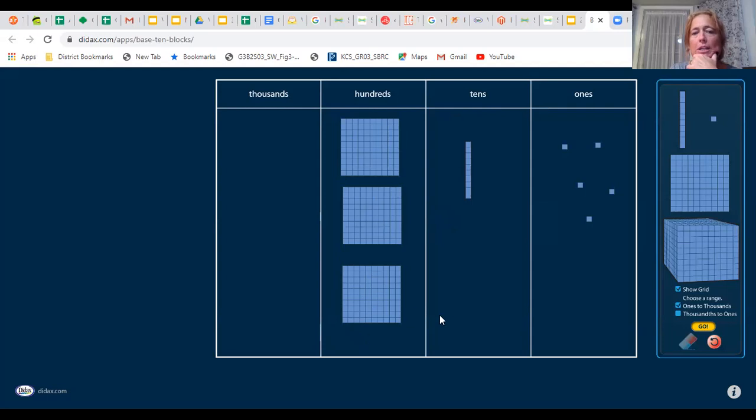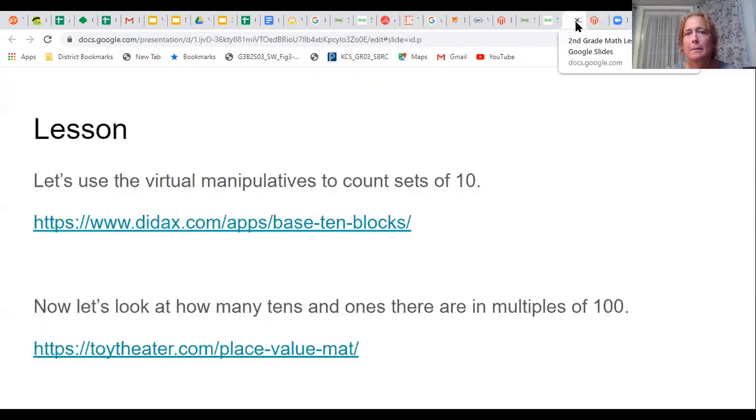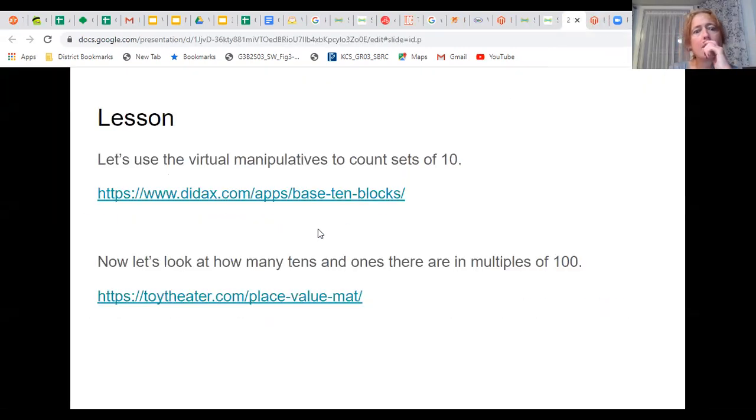Okay, so 315 has 31 sets of 10 because we had to make sets of 10 for these to make 100. All right, now let me move my picture over here. Let's look at how many tens and ones there are in multiples of 100.